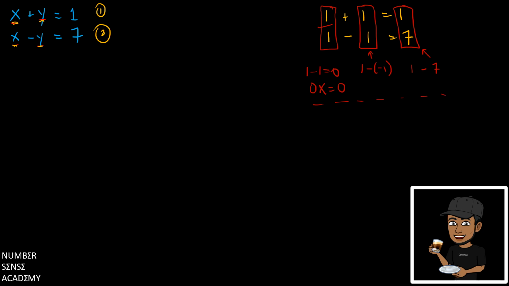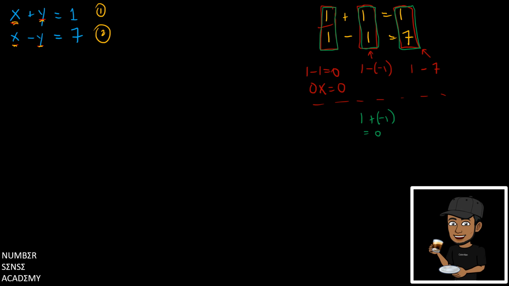I know that because I see a plus 1 here and a minus 1, 1 plus negative 1 is equal to 0. So now this term would be gone if I add them together. With that said, I would then have to do the exact same thing for all the other terms. So this would be 1 plus 1, and this would be 1 plus 7.